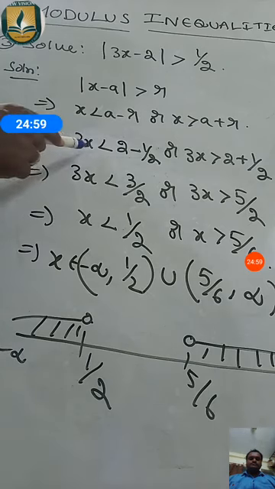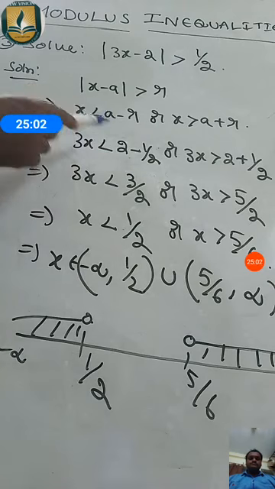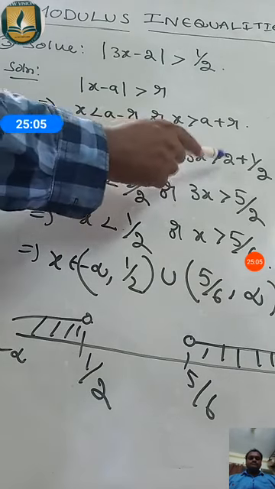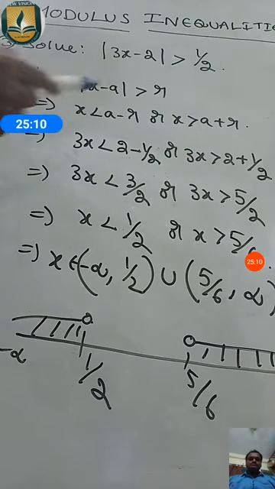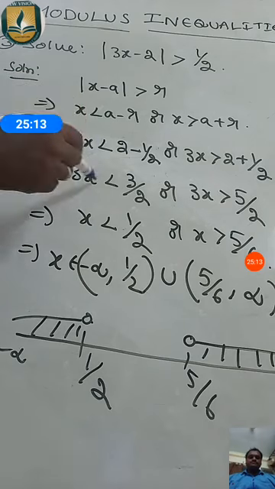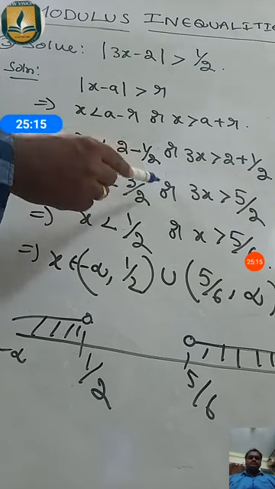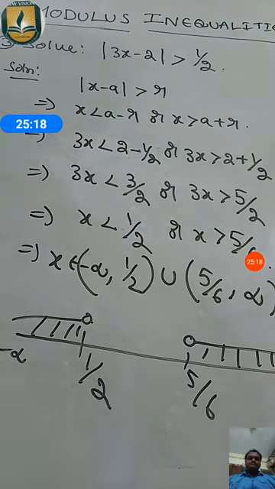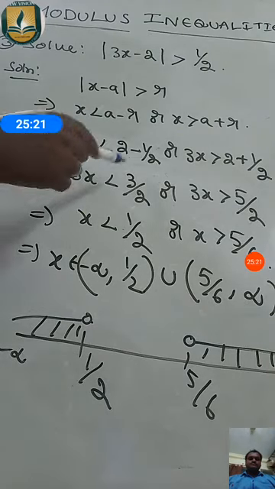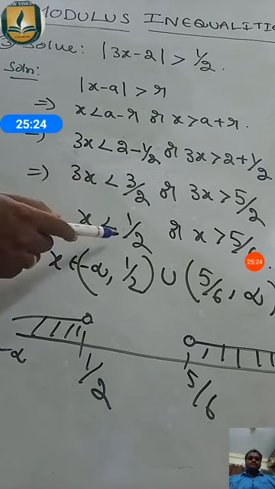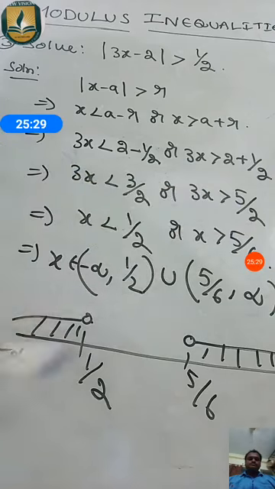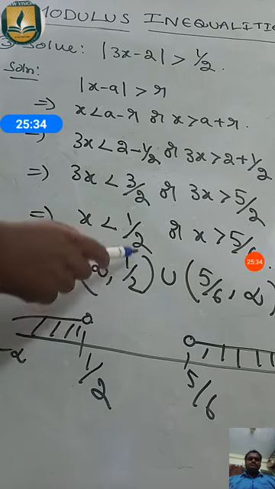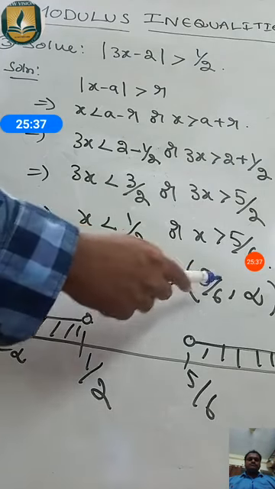That means 3x less than 2 minus 1 by 2, or 3x greater than 2 plus 1 by 2. So 3x less than 3 by 2, or 3x greater than 5 by 2. That implies, dividing by 3, x less than 1 by 2, or x greater than 5 by 2 into 1 by 3, that is 5 by 6. Therefore, x belongs to the open interval minus infinity comma 1 by 2, union 5 by 6 comma plus infinity.